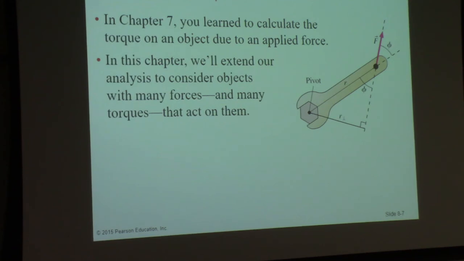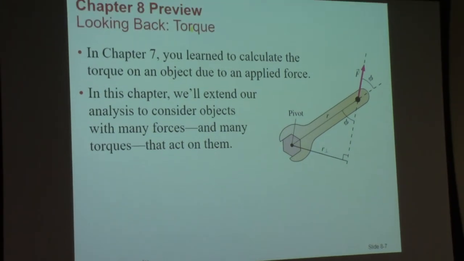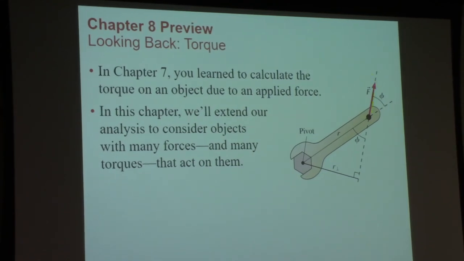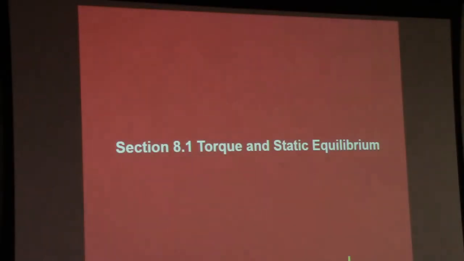So in chapter 7, we learned to calculate torque. Here it was the line of action of the force and the perpendicular distance to the pivot point. Or you could have used the whole lever arm and then just the perpendicular part of the force. They both work out. So we'll do more with that, and then we'll bring in balancing forces as well.